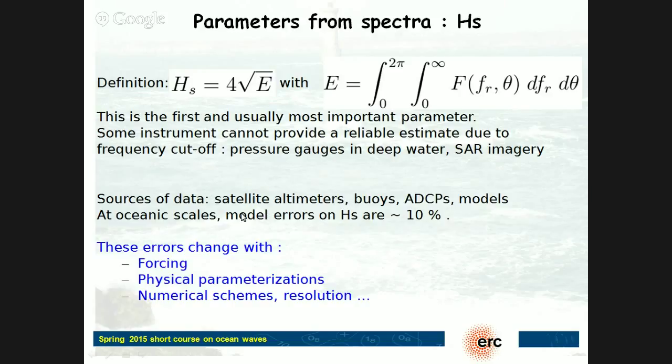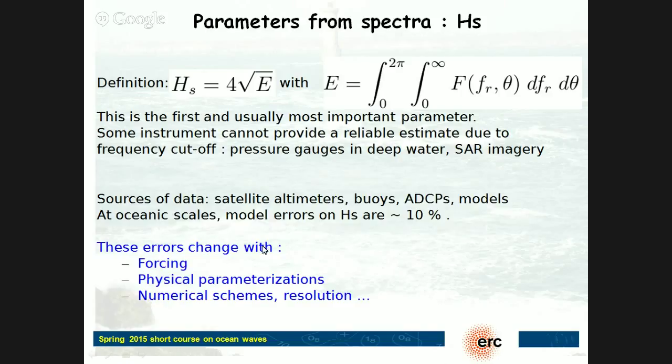And as I was telling you, the sources of data for that. The altimeters are one way to estimate the wave height. You can also measure it with buoys, ADCPs, and models. Typically at ocean scales, the errors on wave height from the model or from the satellite will be around 10%. In coastal areas, it can be much more than that. It depends where you are.